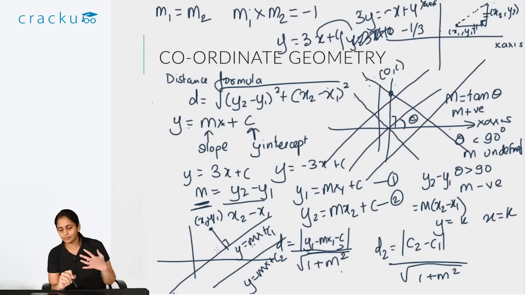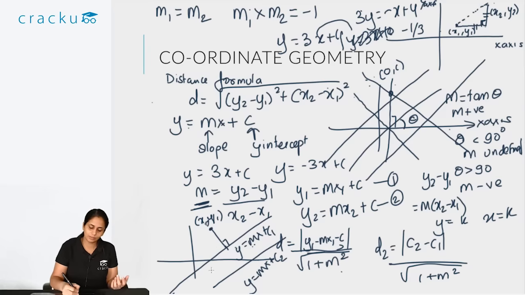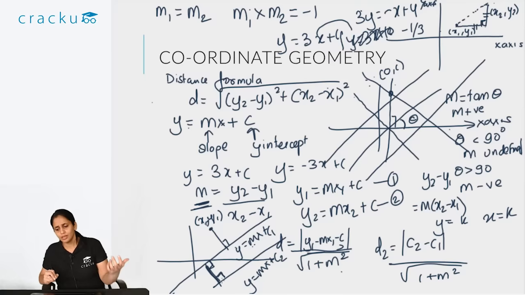So this is the basic fundamental while calculating the distance of a point from a line, or the distance between two parallel lines as such. So the distance between two parallel lines will be the length of this line as such. So these are the basic formulas that we have to remember.